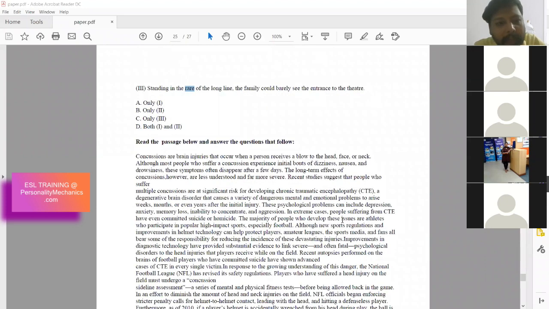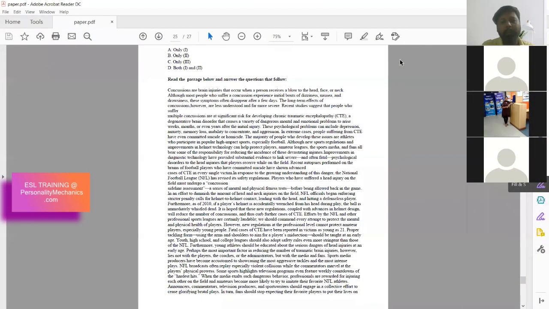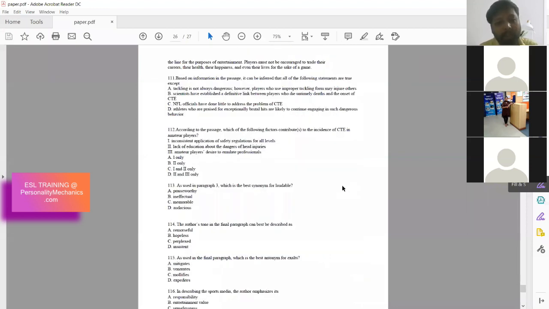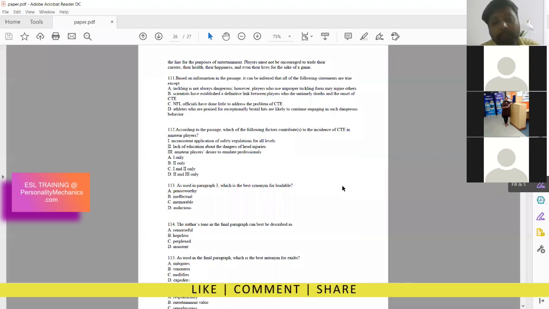And then I have a passage. So, okay, I'll now change the page. I'll go to the next page. These are what the questions are. So the first question says, based on information in the passage, it can be inferred, means understood, that all the following statements are true, except, that means we're looking for one statement that is not true.